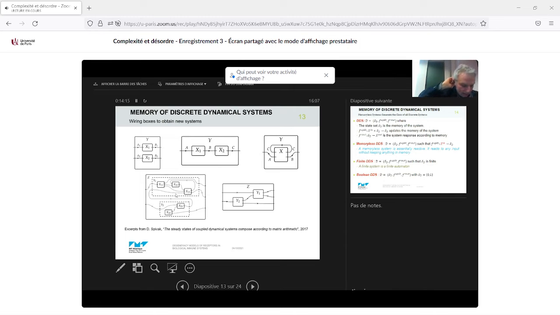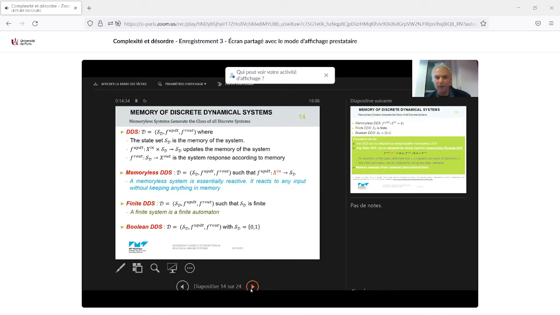Okay? And so with this nice algebra, David was capable of calculating the steady states of dynamical systems resulting from such wiring. But we go further, in fact. We go further because, as I told you, we want to study the memory of such discrete dynamical systems. So we have the internal memory of these systems via the state.